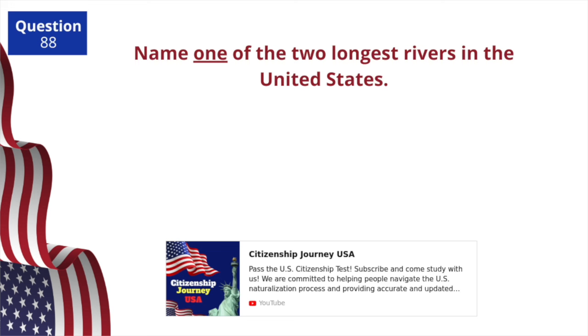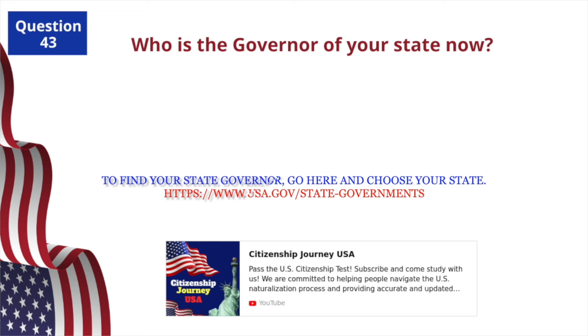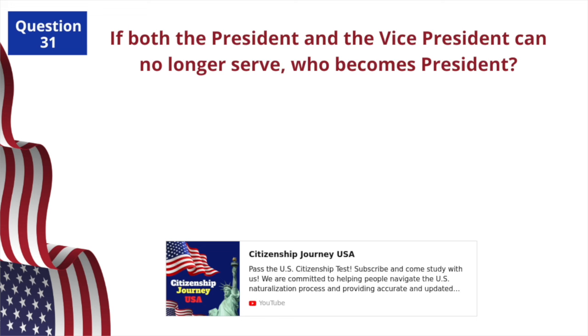Name one of the two longest rivers in the United States. Missouri River. Who is the governor of your state now? If both the president and the vice president can no longer serve, who becomes president? The Speaker of the House.